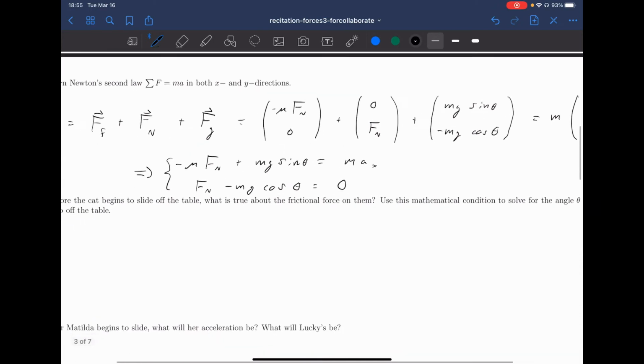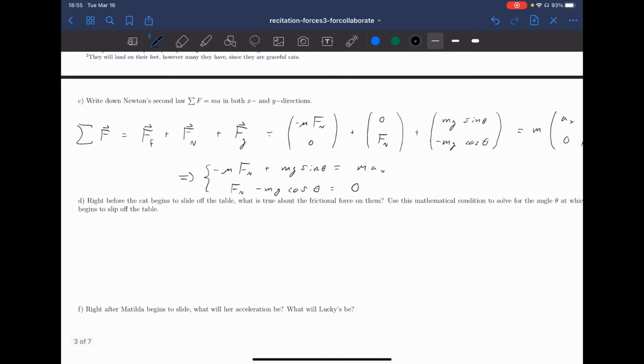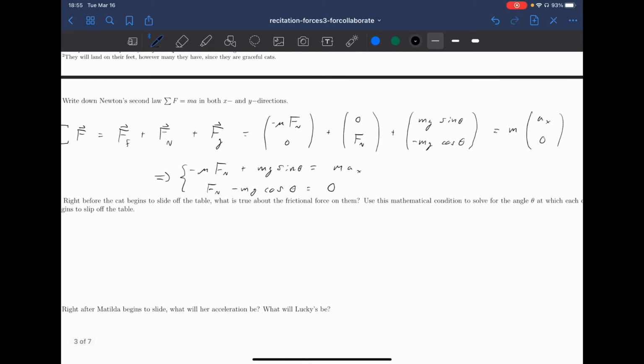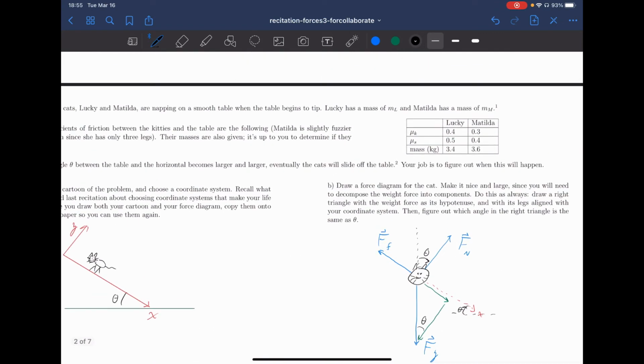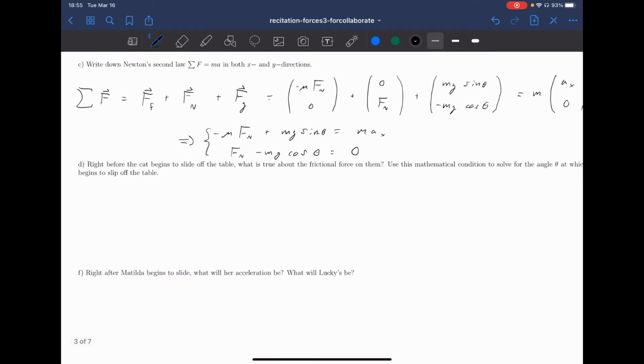Okay, so nice. So now let's go on to this next question. So right before the cat begins to slide off the table, what's true? So at that point, it's right before it's sliding, so we can say acceleration is 0. That's the x acceleration, so that's good. And what about the frictional force? Well, the frictional force is static friction, so we're going to be using our mu-s coefficient from above. And we were given numbers for these for the different cats. I'm not going to plug in numbers. I'm just going to work through the algebra, and we're going to see that it's going to be very simple to plug numbers into a calculator, but that's not something I'm going to do.